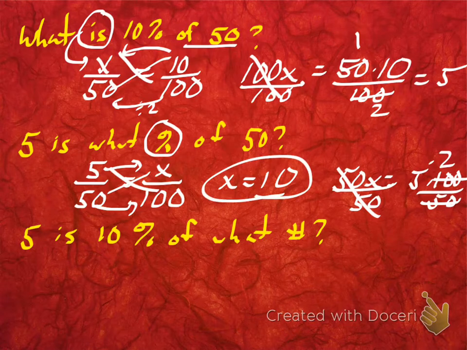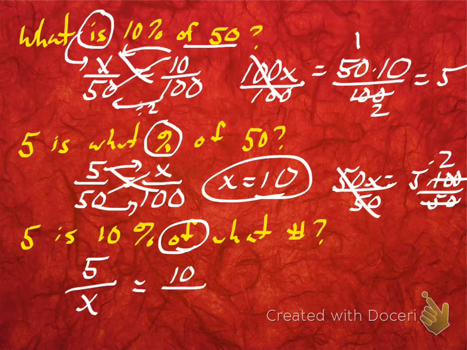And the last one, if 5 is 10% of what number? Again, we know the is, it's 5. Okay, we're looking for the of this time. That's what we don't know, so that'll be the variable. And the 10% is a percent, so it always goes over 100. The percent always goes over 100.